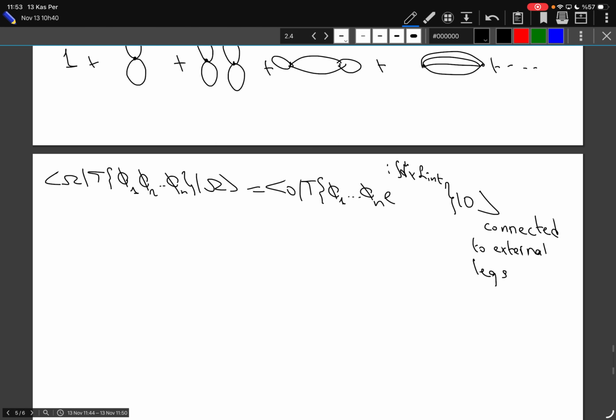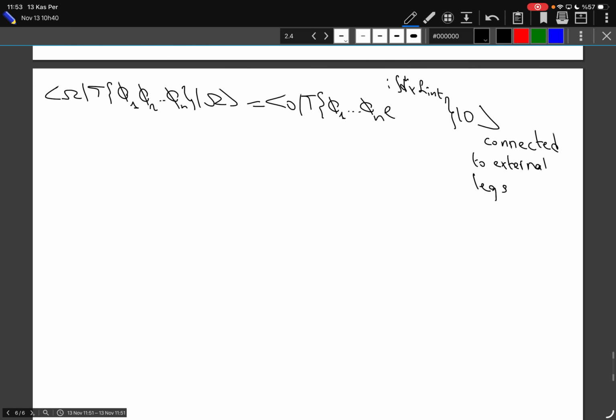So any questions? So basically now we have our rules. We have described our rules. Draw all connected diagrams contributing to scattering.